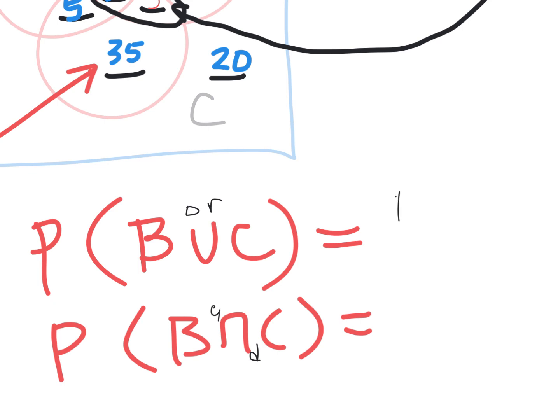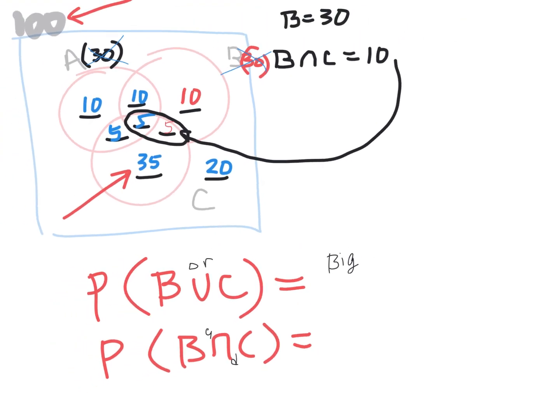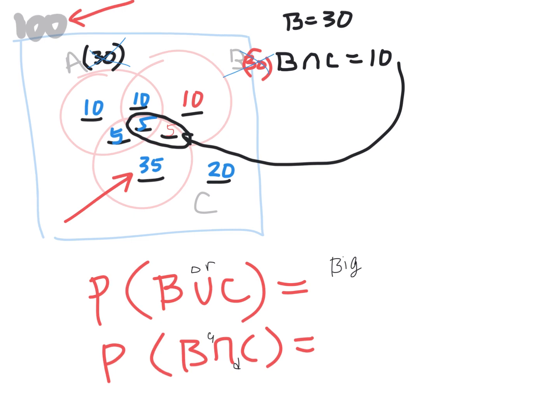This one's big. And so then I look at the B and the C, and I put them all together. Everything that's in B and everything that's in C. So that would be 10, 20, 30, 35, 65, 70, I think. Raise your hand if you had 70 out of 100. Excellent. That would be 0.7.